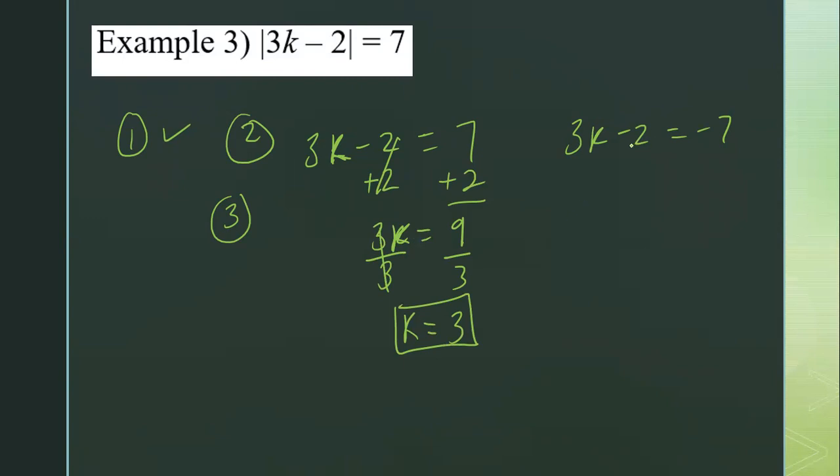Okay. Your second k value, we're going to follow the same inverse operations. We're going to add 2 to both sides. We get 3k equals negative 5. We divide by 3. Does 3 evenly go into 5? Nope. So we leave it as a fraction. k equals negative 5 thirds.